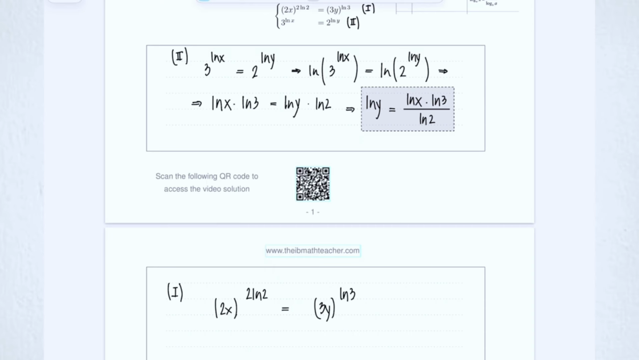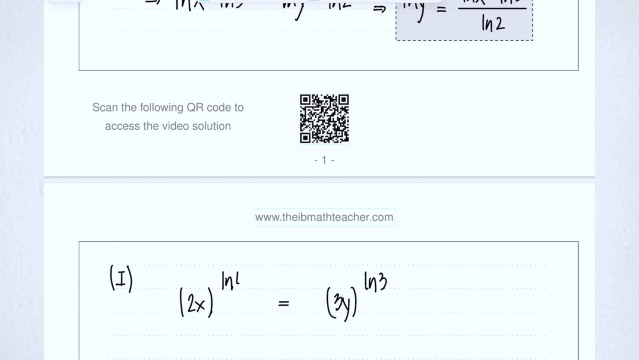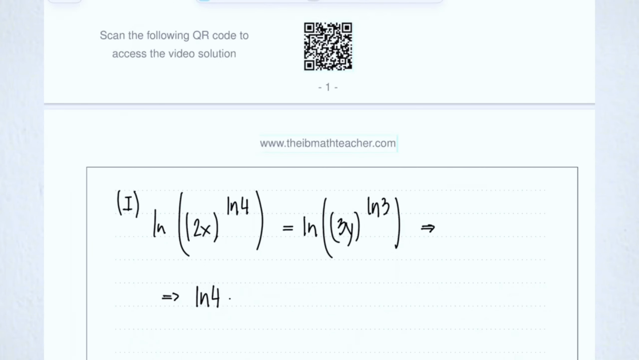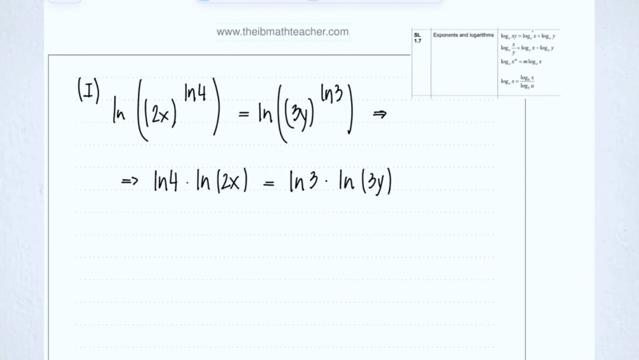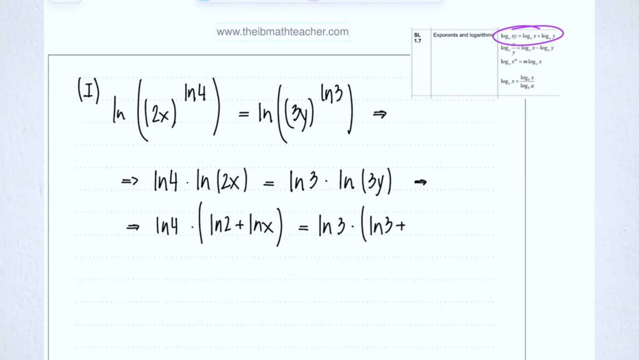Now let's move to equation number 1, and similarly we're going to evaluate the ln of both sides. By the way, you can rewrite 2 as the square root of 4, which means that this can turn into this. And by using ln on both sides, using a similar strategy to the one that we used before, we get ln of 4 times ln of 2x equals ln of 3 times ln of 3y. And again, using log properties, we have ln of 4 times (ln of 2 plus ln of x) equal to ln of 3 times (ln of 3 plus ln of y).